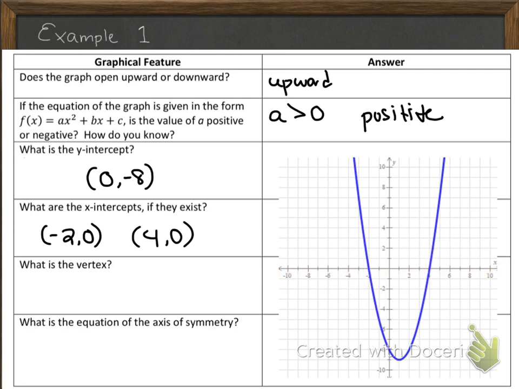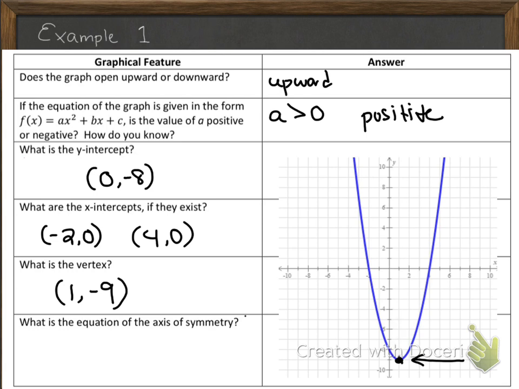Now they want to know what is the vertex of the graph. Well, the vertex is either the highest point or the lowest point of the graph. In this case, this is the lowest point since the graph opens upward. So what is the ordered pair associated with that point? In order to get there from the origin, we have to go to the right 1, so x is 1, and then we would have to go down 9 units, so y would be negative 9. So 1, negative 9 is the vertex of our graph.